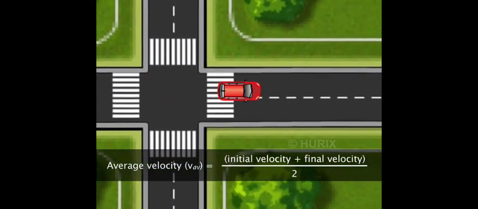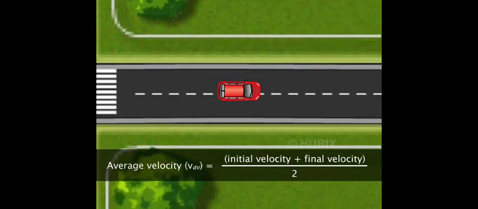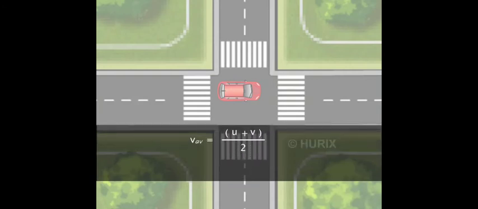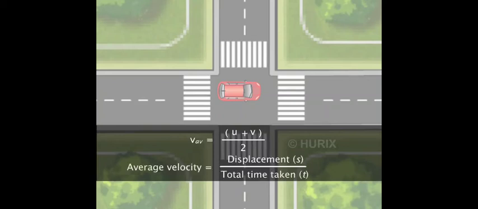This is known as average velocity. In the formula for calculating average velocity, the initial velocity is denoted by u, and the final velocity is denoted by v. Average velocity is also calculated as the ratio of displacement to the total time taken.